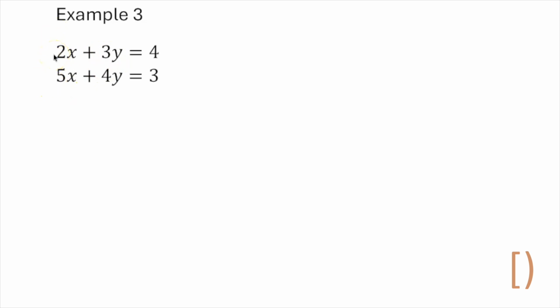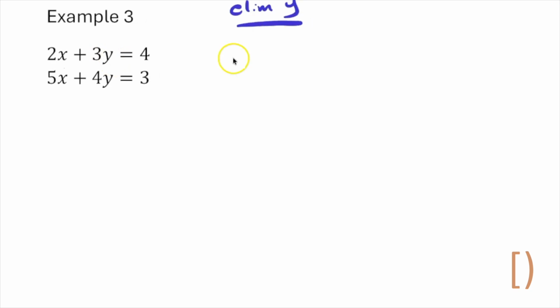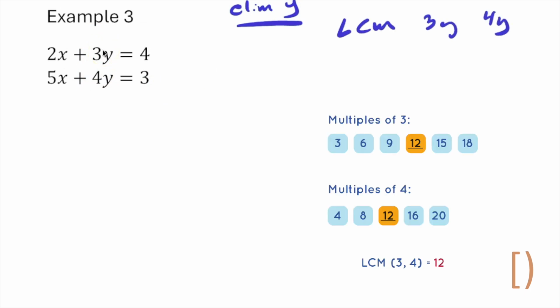So it doesn't really matter, but you pick one of the variables you want to eliminate. So let's say we eliminate y this time. If I want to eliminate y, I want them to be the same number. So we have to find the lowest common multiple of 3y and 4y. So you just want to see what number I can multiply them both by to get the same number, and then those just cancel out. And for 3 and 4, the lowest common multiple is 12.